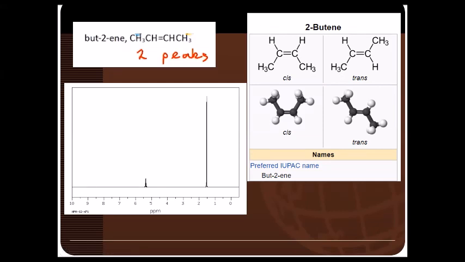So then there's really only 2 distinct chemical environments here. One of them would be the CH3, and the other one would be the hydrogen that's connected to the carbon double bond. And they're both similar here. So this is one group, and this is the other group, the CH3. So there are 2 peaks here for 2-butene.